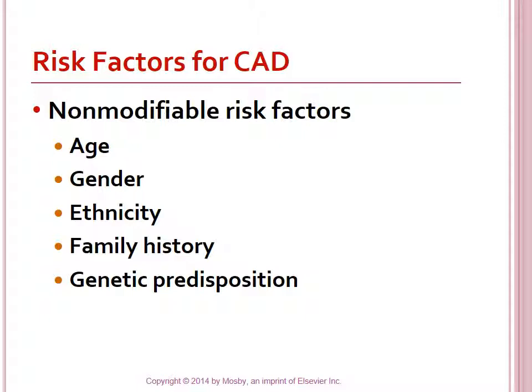Some risk factors for CAD include non-modifiable risk factors, which are age, gender, ethnicity, family history, and genetic predisposition. Risk factors are characteristics or conditions that are associated with a high incidence of the disease. Many risk factors have been associated with CAD. The incidence of CAD and MI is highest among white, middle-aged men. After age 65, the incidence in men and women equalizes, although cardiovascular disease causes more deaths in women than men.